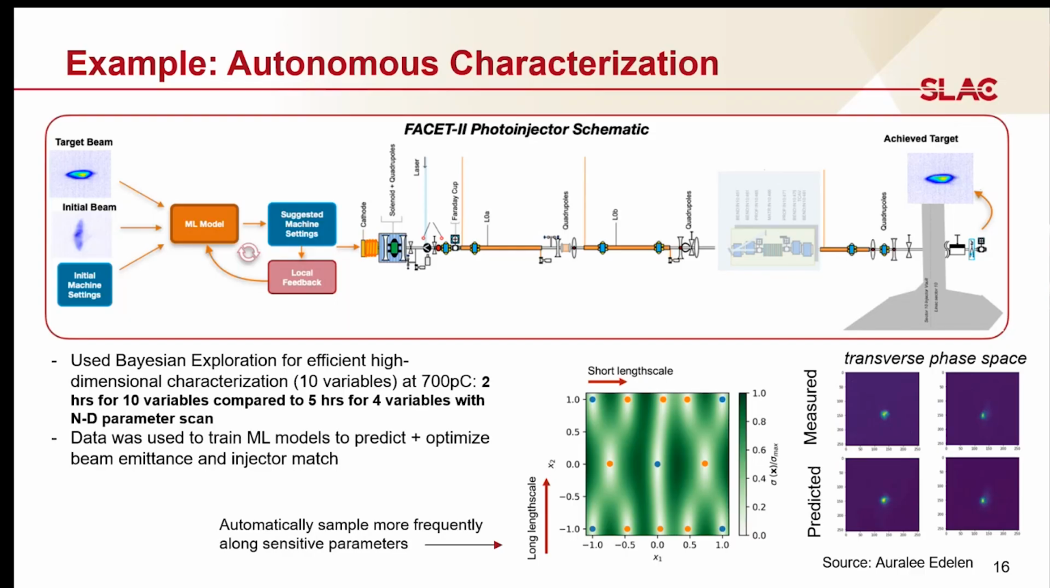So in this example here, it took human operators 5 hours to scan 4 parameters. But using this exploration technique, we were able to characterize the dependence of our objective on 10 variables in 2 hours, which is a substantial amount of speedup. And we're using this data to train machine learning models to replicate our experimental measurements without having to do them in the first place.